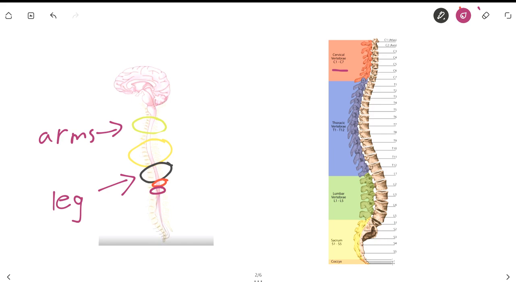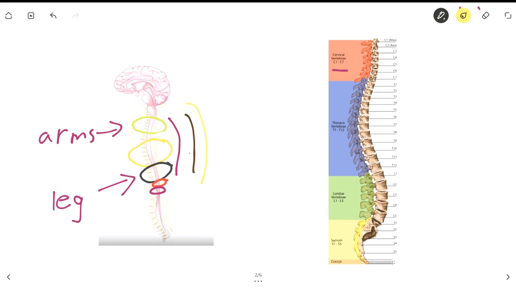Also, since this is part of the central nervous system, the meninges also protect the spinal cord. And remember, the meninges are as follows. The dura mater is the outermost layer, the arachnoid mater is the middle layer, and the pia mater is the innermost layer. The meninges, especially the pia mater, are very adherent to the brain, but the meninges in the spinal cord are less adherent.